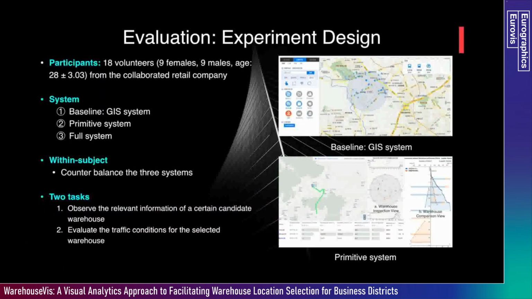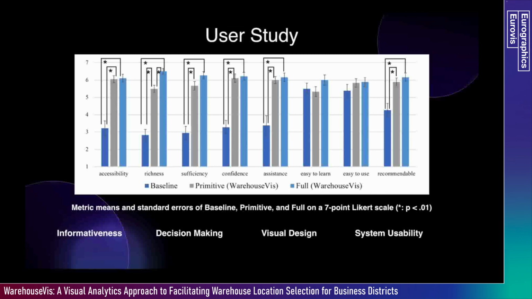We invited 18 participants from the company and compared our system with two alternative systems. One is the original GIS system as a baseline. One is a preliminary system. We counterbalance the three systems and conduct two tasks. The first task is to observe the relevant information of a certain category of warehouse, and the second task is to evaluate the traffic conditions for the selected warehouse. We compare four aspects of the system in terms of informative decision making, visual design, and system usability. Details can be found in our paper.